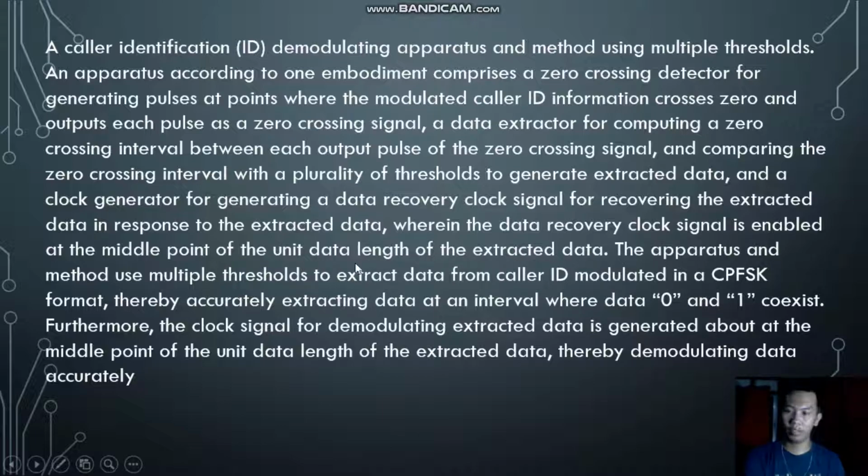The apparatus and method use multiple thresholds to extract data from color ID modulated in a CPFSK format, thereby accurately extracting data at intervals where data 0 and 1 coexist. Furthermore, the clock signal for demodulating the extracted data is generated at about the middle point of the unit data length of the extracted data, thereby demodulating data accurately. So, the example of CPFSK is a color identification.